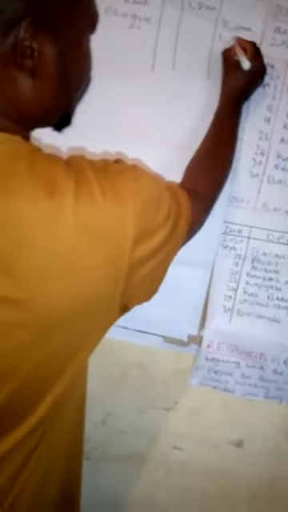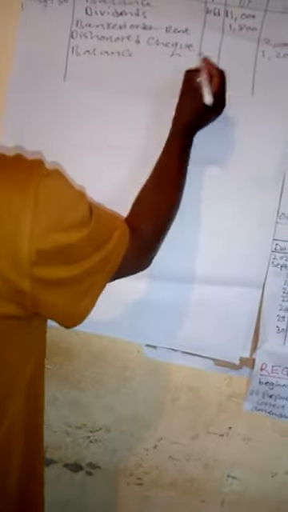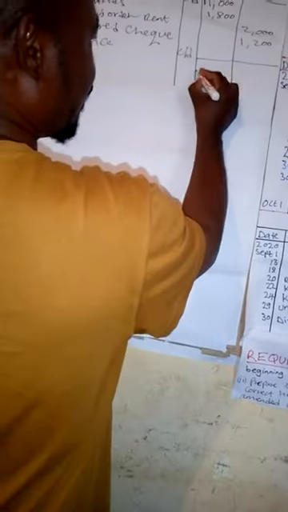Dishonored check, which is 1,200. Those are the only items. So we can now balance our revised cash book. Balance carried down. You close like that.